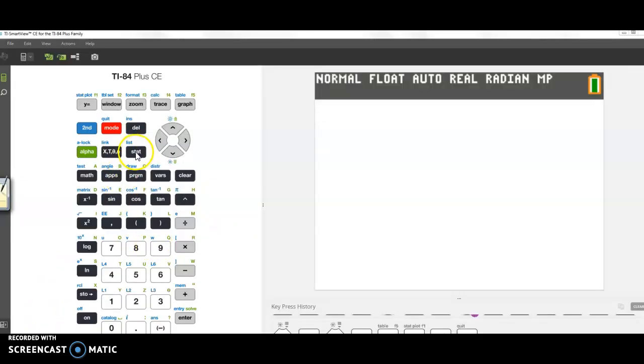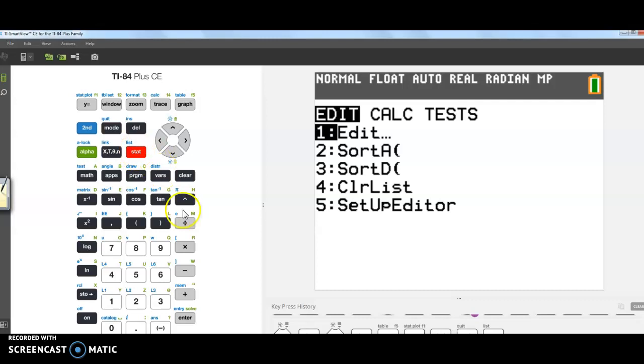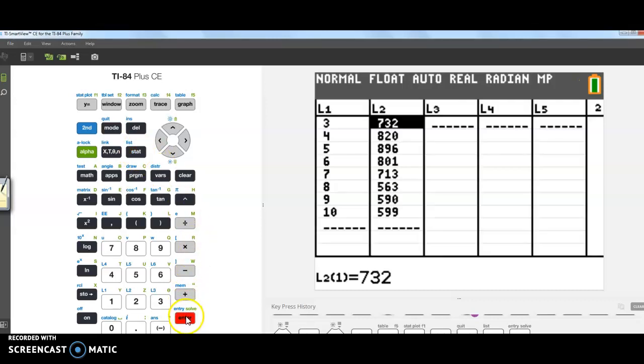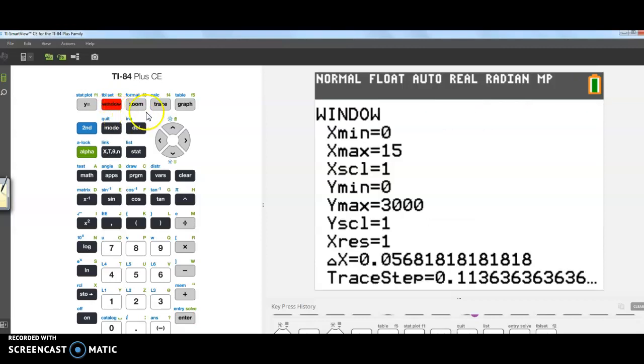So here I am at my calculator, and I went into Stat, and I went into Edit. And you can see that I entered the data from the table. So list 1 is the years, and I started at 3, and then list 2 is those number of units sold. And so then I went to set up my window. Now I have looked ahead in this problem, so I know that I want a bigger window because the next problem is going to ask me for the number of units sold in 2015. So when I went to my window, I set it to go from 0 to 15. And that would take me up to 2015.